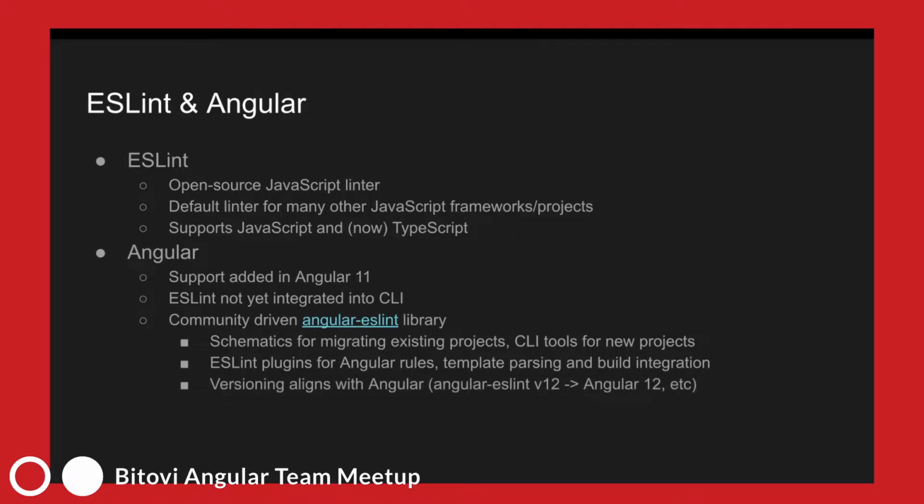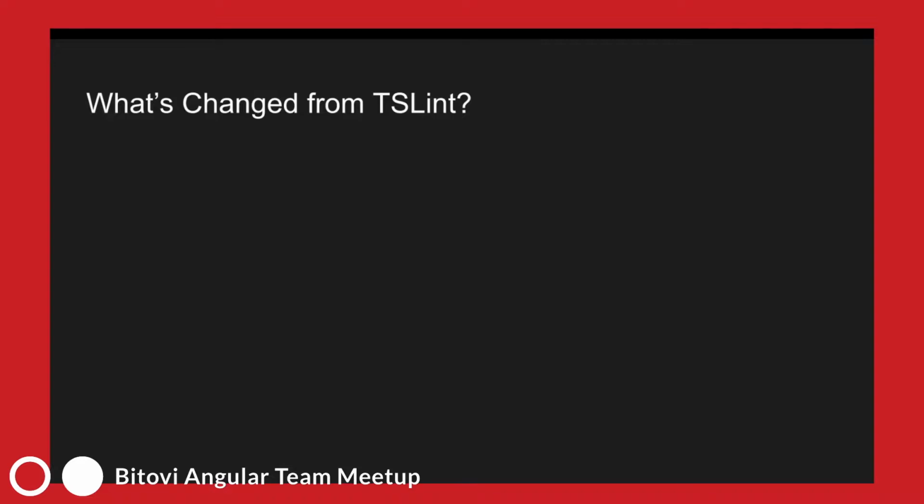Their versioning has recently updated. It was a little harder to keep track of at the very beginning, but starting with the release of Angular 12, they have aligned the versioning of these schematics with the versioning of Angular. So your Angular Eslint version 12 schematic will line up with Angular release 12 and so on.